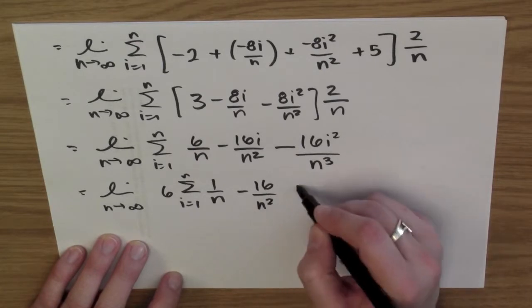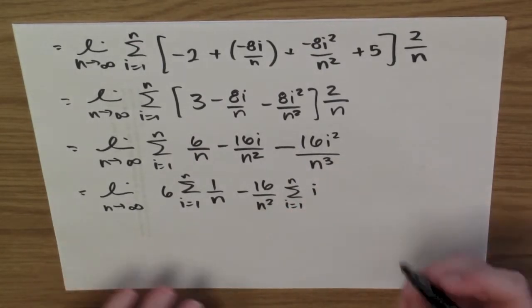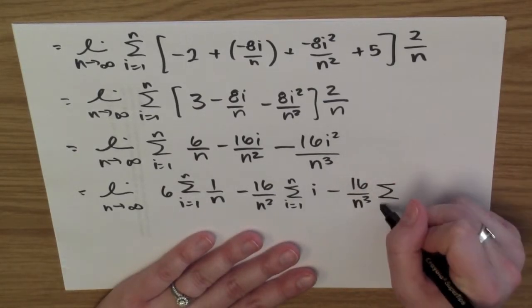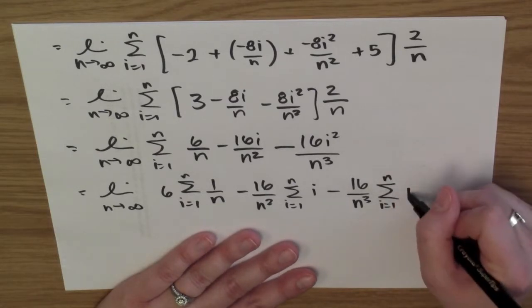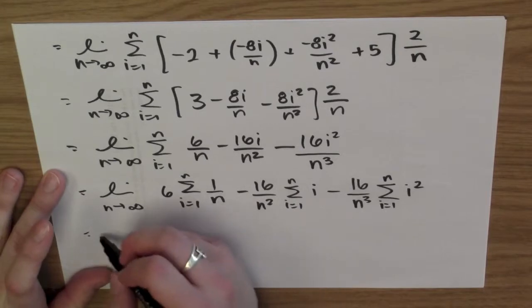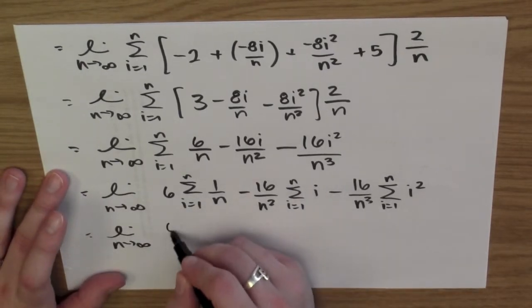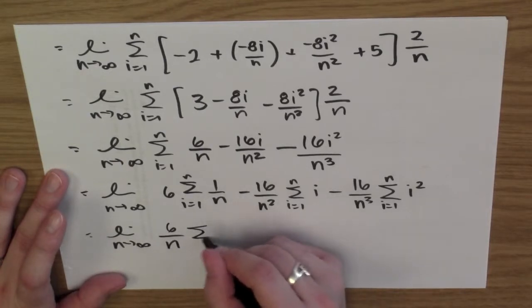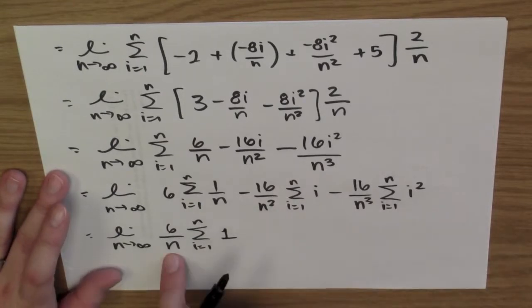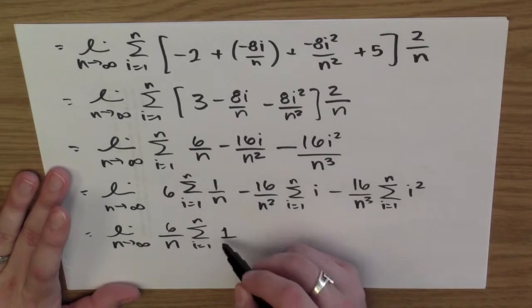16 over n squared times the sum from i equals 1 to n of just i. And then in the last one, the 16 over n cubed is constant, doesn't have anything to do with the i, which is changing. And I have the sum from i equals 1 to n of i squared, right? So we'll throw another step in here to pull out this 1 over n. So this time I have 6 over n, and the thing that's left in the sum that I'm adding up is just a 1. Because if I multiply this back together, I have to end up with the 6 over n that I started with, right?